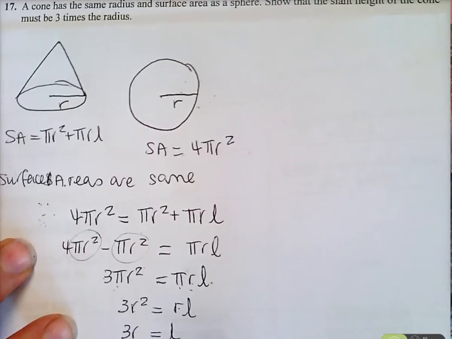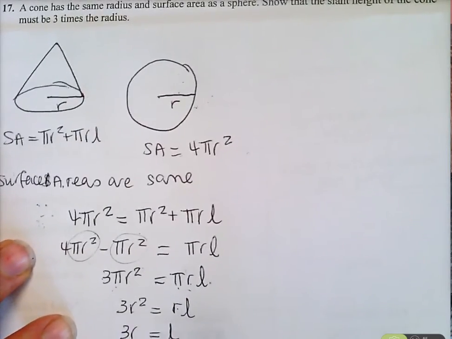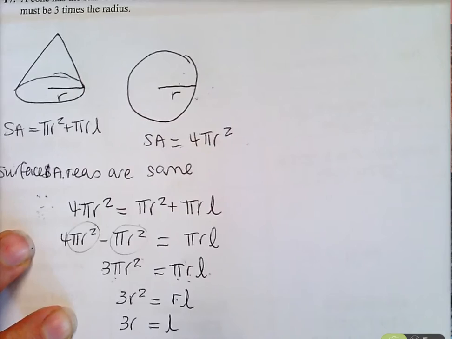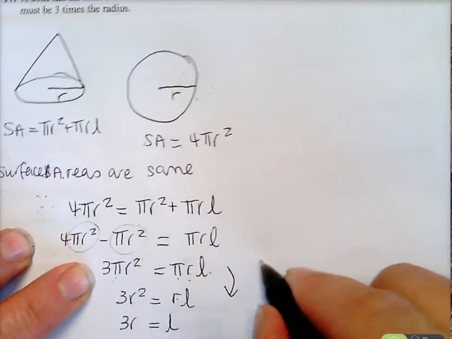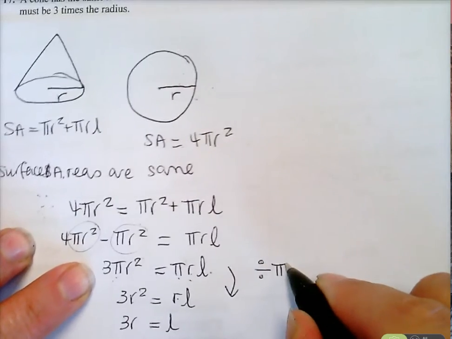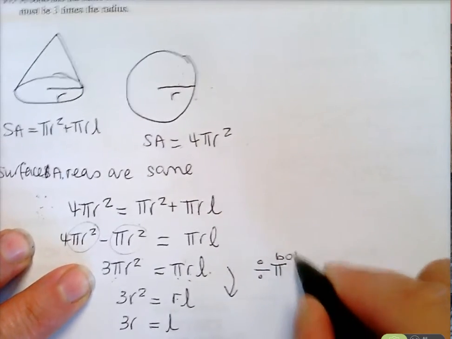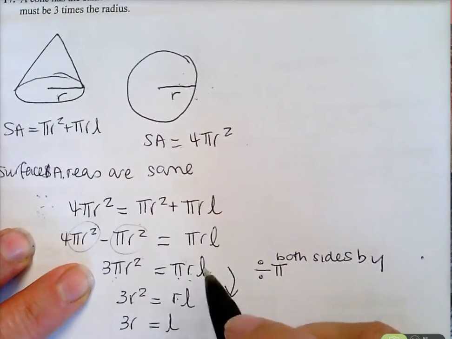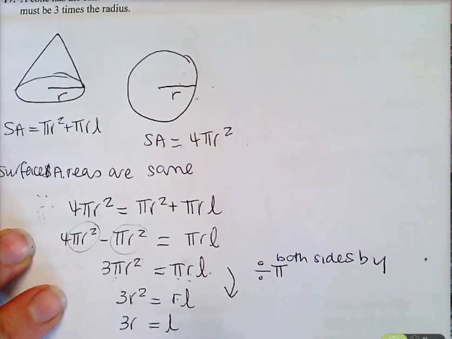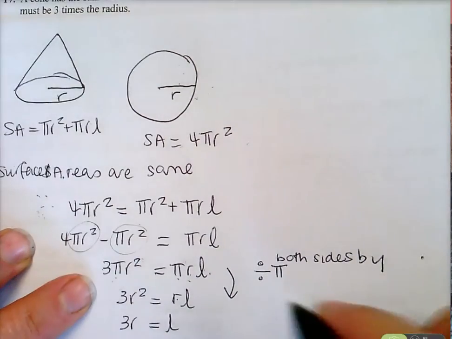We're done. l, the slant height, equals 3 times the radius. So how did I go from there to there? I divided both sides by pi. You can just make l the subject of the formula, actually. That's easier. Thank you.